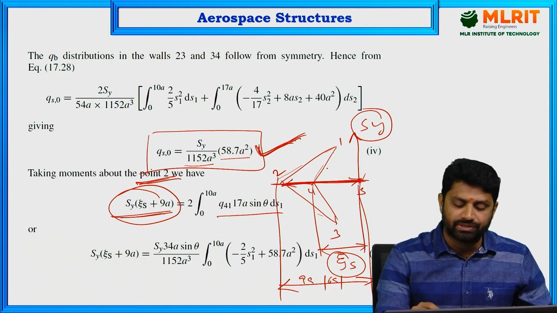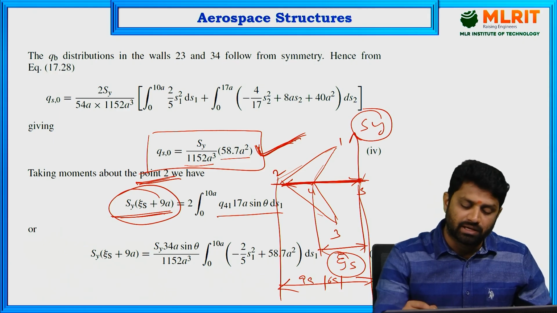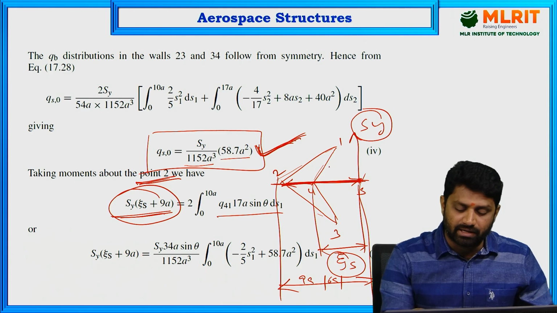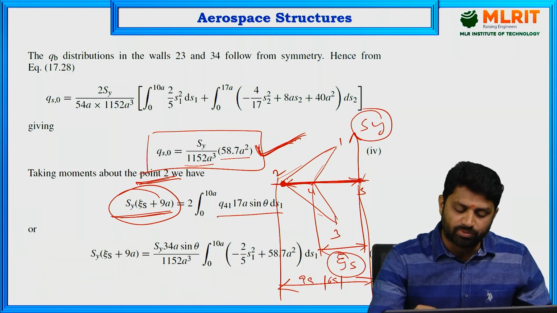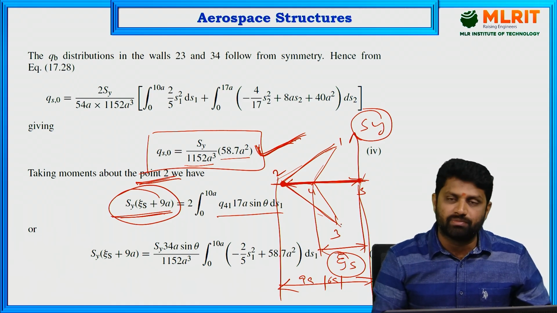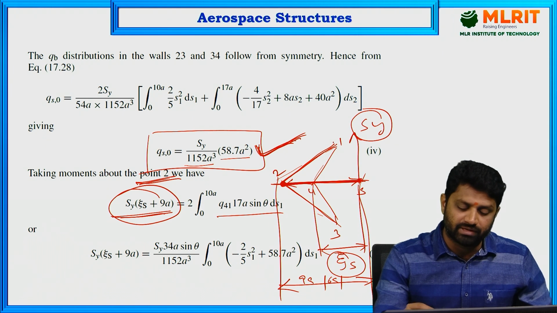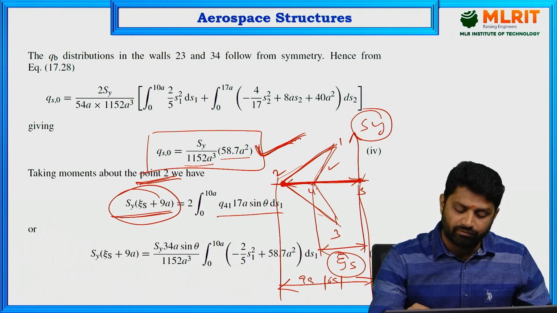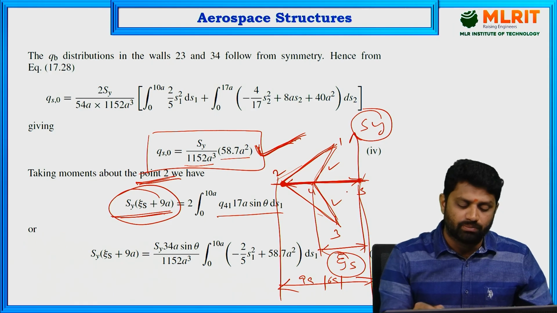Out of which what you can do here, you can consider by symmetry, and also since you are considering moment about point 2, the shear flows passing through 1-2 and 2-3 don't give any moment because the perpendicular distance is 0. So the shear flows that will give moment are 4-1 and 4-3 about point 2.